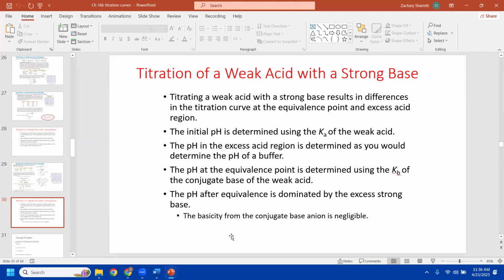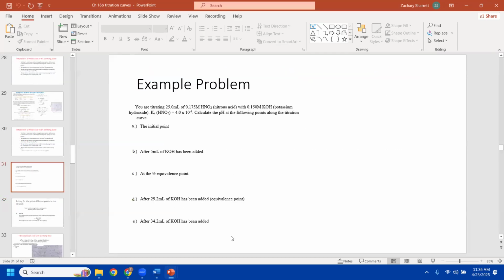So do we know how to calculate the pH at the equivalence point? So at the beginning, to find the pH of the weak acid, it's the pH of a weak acid. At the equivalence point, it's finding the pH of a weak base. In between, it's finding the pH of a buffer. Are those all the kind of concepts that we wanted to learn for this? Pretty much, right?